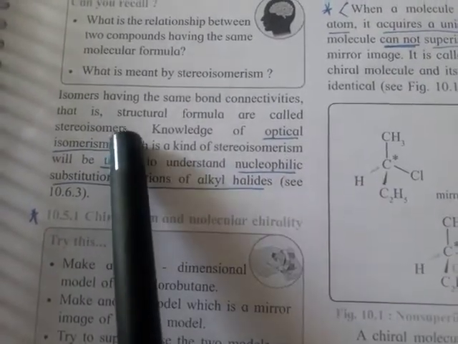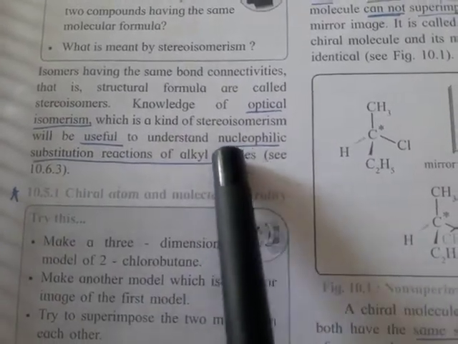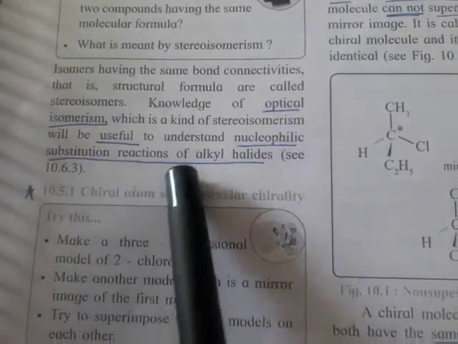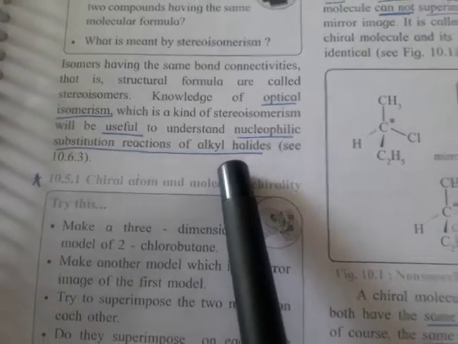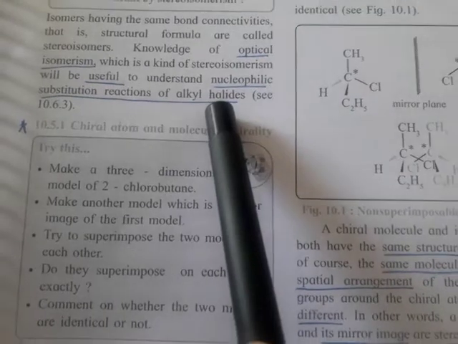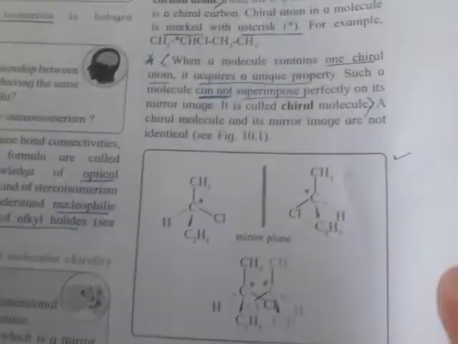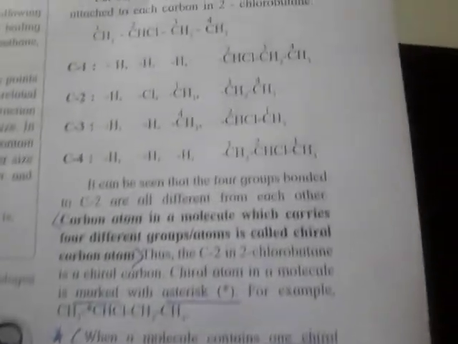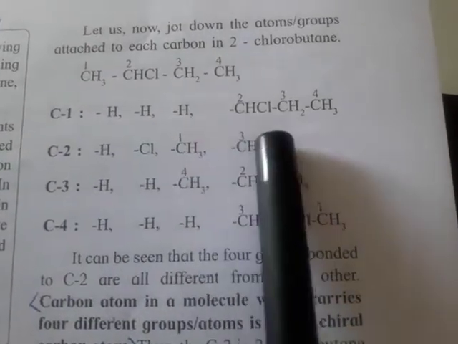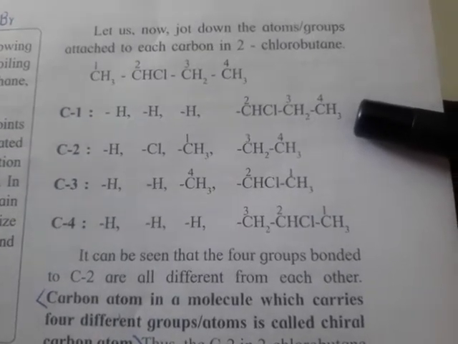Optical isomer is one type of stereoisomer, and this optical isomerism is very important to understand nucleophilic substitution reaction. So the basic requirement is that the compound should have chiral carbon or asymmetric carbon. In the new syllabus, they have not given asymmetric carbon, they said chiral carbon. So consider one example, CH3CHClCH2CH3. Very nicely they have explained here which is the chiral carbon.